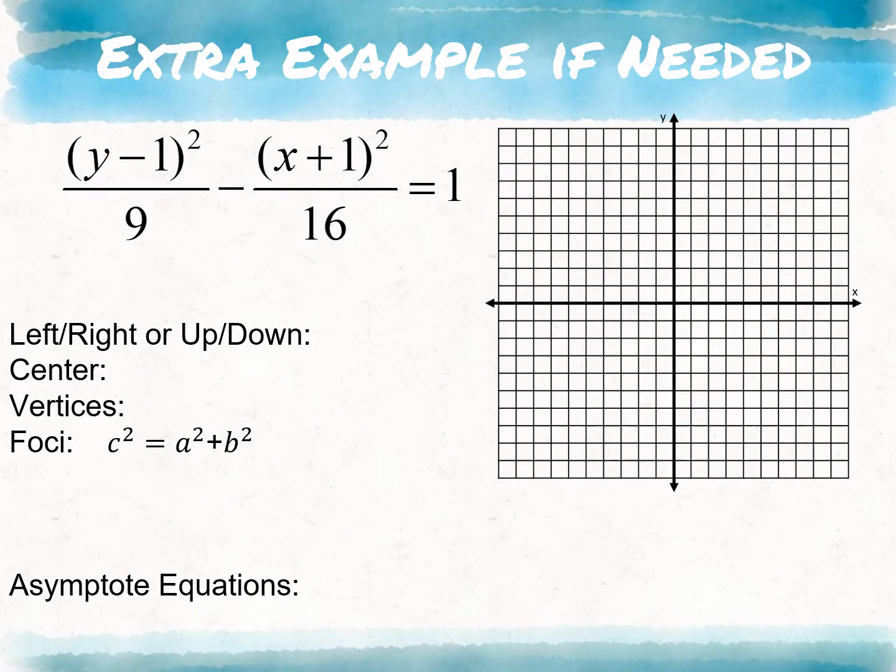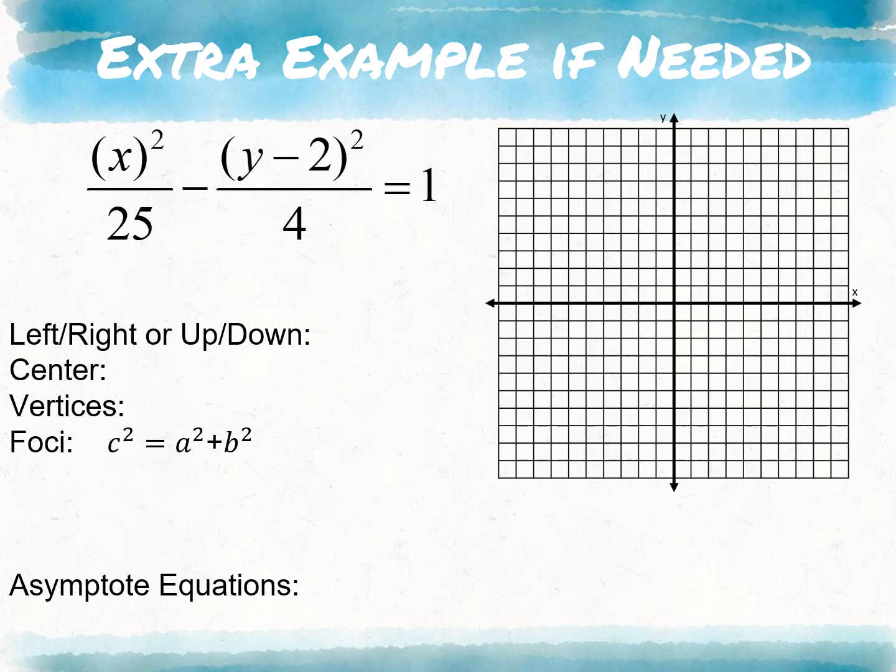As always with conics, we don't have a lot of examples, and so I do have 2 extras here. I'm going to leave this one. If you need it, feel free to use it. But I would rather spend time on this one because it looks a little different. First of all, it's a hyperbola because it's subtraction and it's equal to 1. Next, I'm going to make note that the x value is first. Therefore, this is a left to right hyperbola.